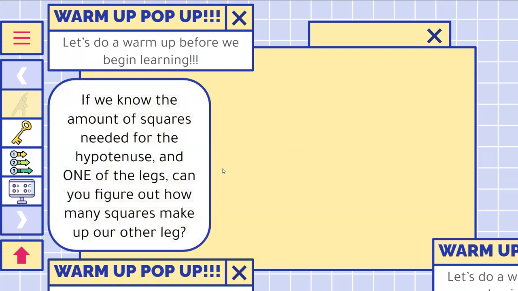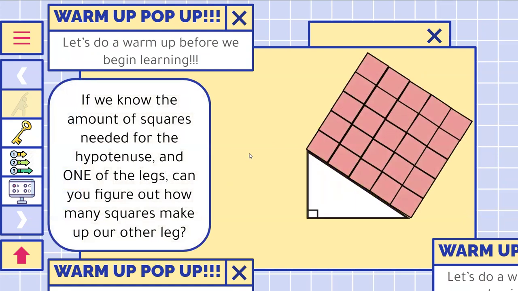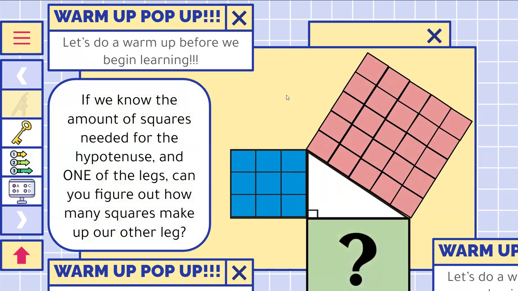If we know the amount of squares needed for the hypotenuse and one of the legs, can you figure out how many squares make up our other leg? Now's your challenge to figure out. How many squares are in our missing leg?